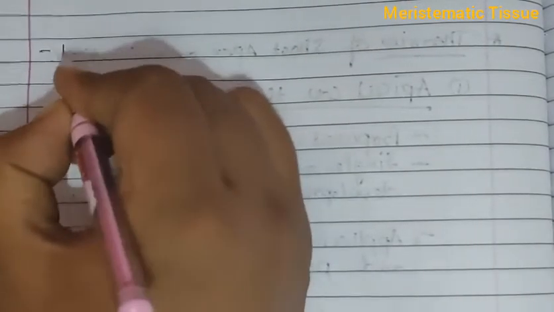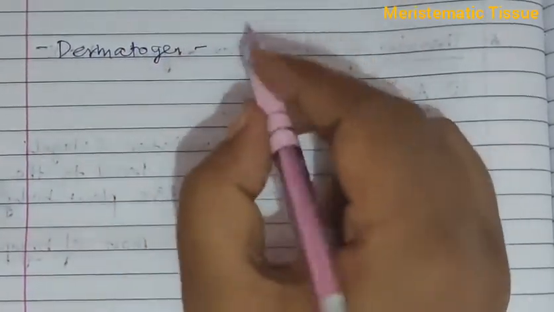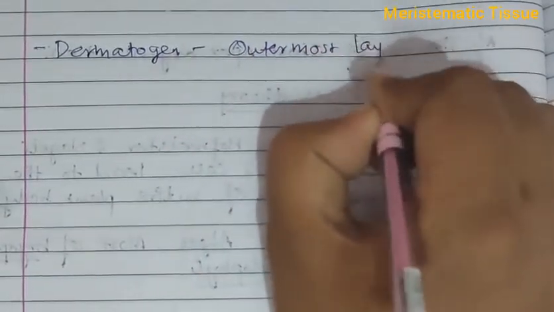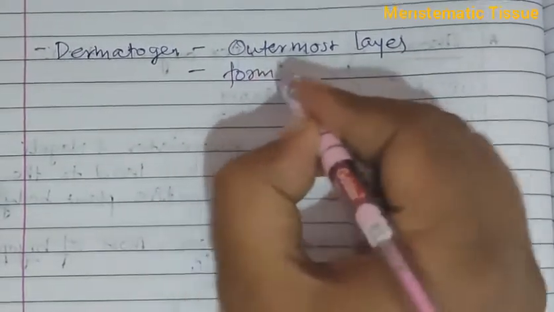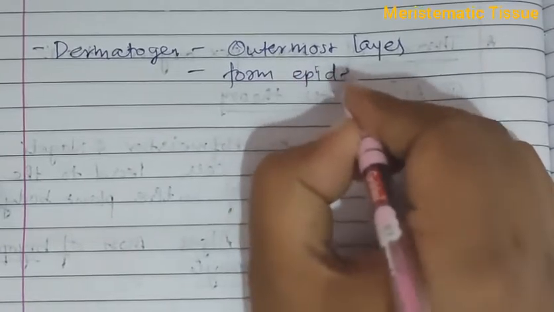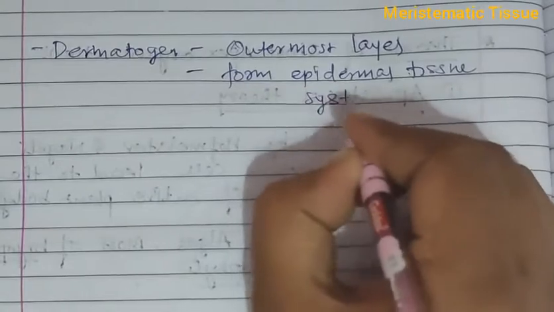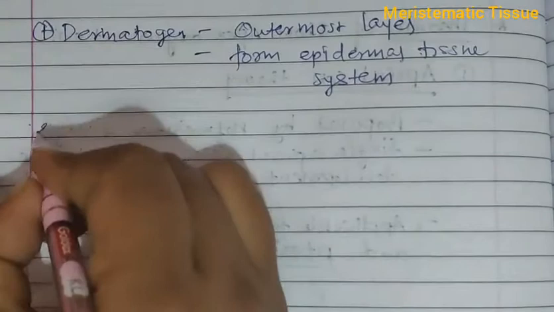So when we study this, it comes into knowledge that dermatogen is the outermost layer. It is the outermost layer, so it forms the epidermal tissue system, or we can say it forms the epidermis or skin. Okay, that is the first one, dermatogen.